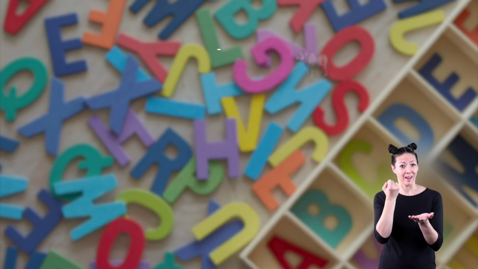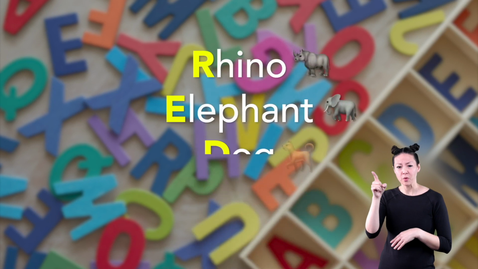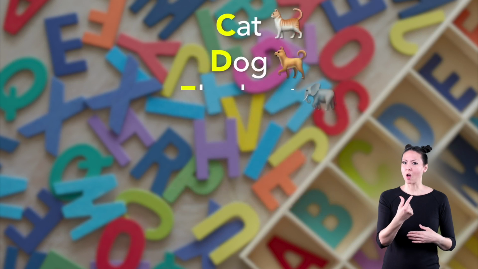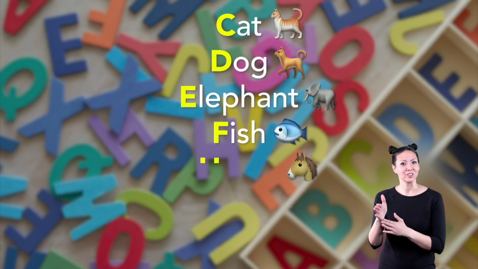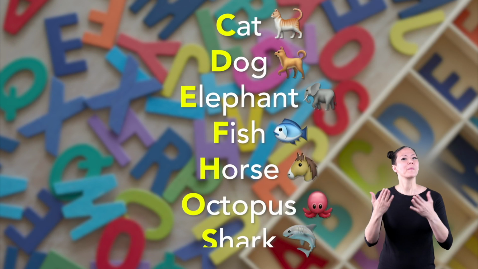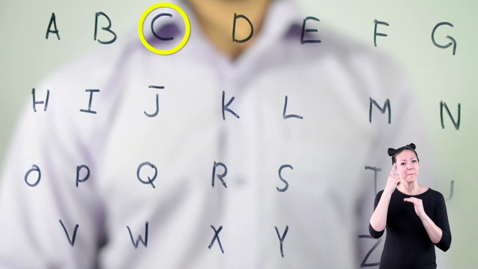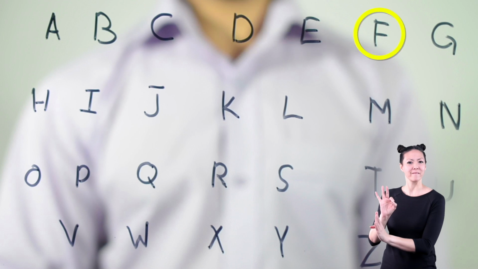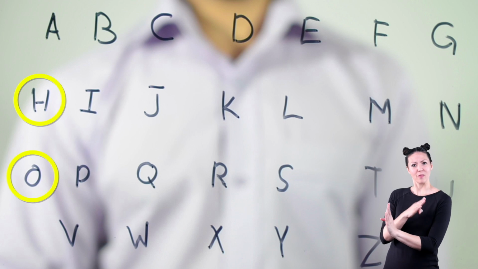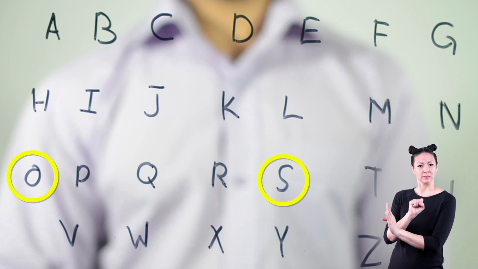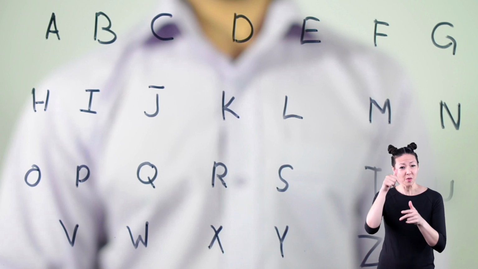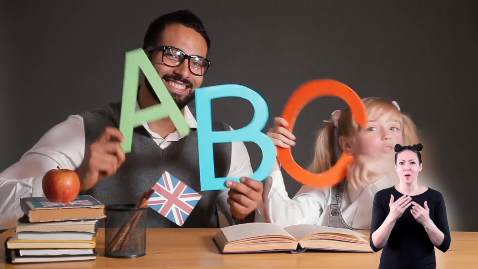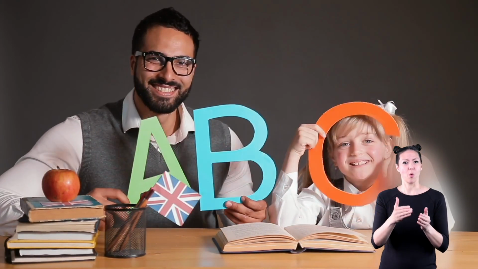Now you're getting it. If we add in rhino, elephant, dog, and octopus, the list would now read cat, dog, elephant, fish, horse, octopus, and shark. That's because in the alphabet, C comes before D, D before E, E before F, F before H, H before O, and O before S, and so on. Once you remember that you always have to go back to your original list of letters that you already know, you can put almost anything in alphabetical order.